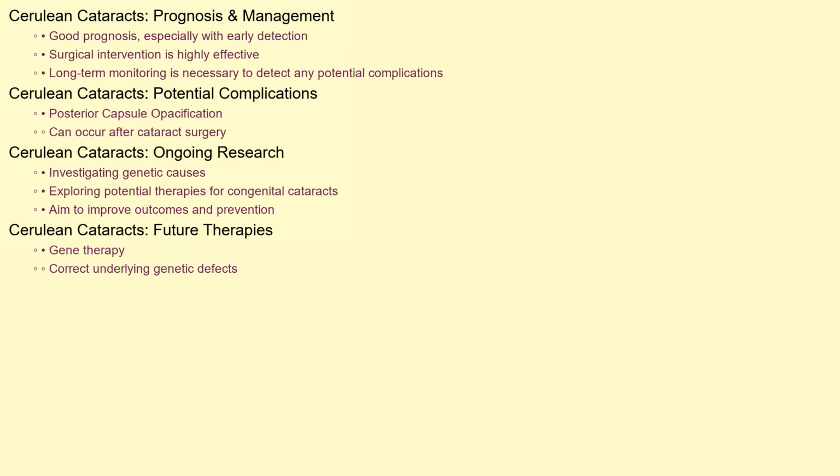Research continues to investigate the genetic causes and potential therapies for congenital cataracts, including cerulean cataracts, with the aim of improving outcomes and potentially preventing the development of these conditions in the future. One area of research focuses on gene therapy as a potential future treatment to correct the underlying genetic defects that cause some forms of congenital cataracts.